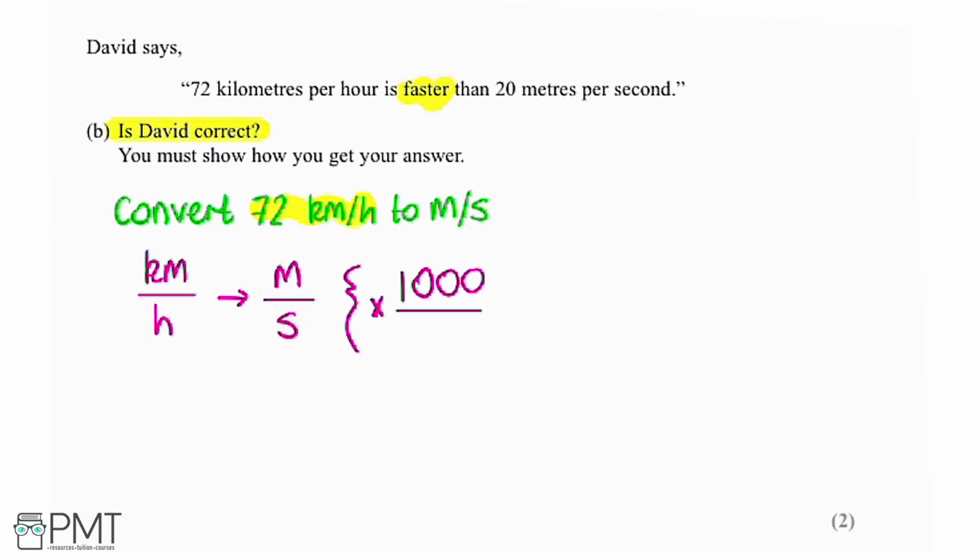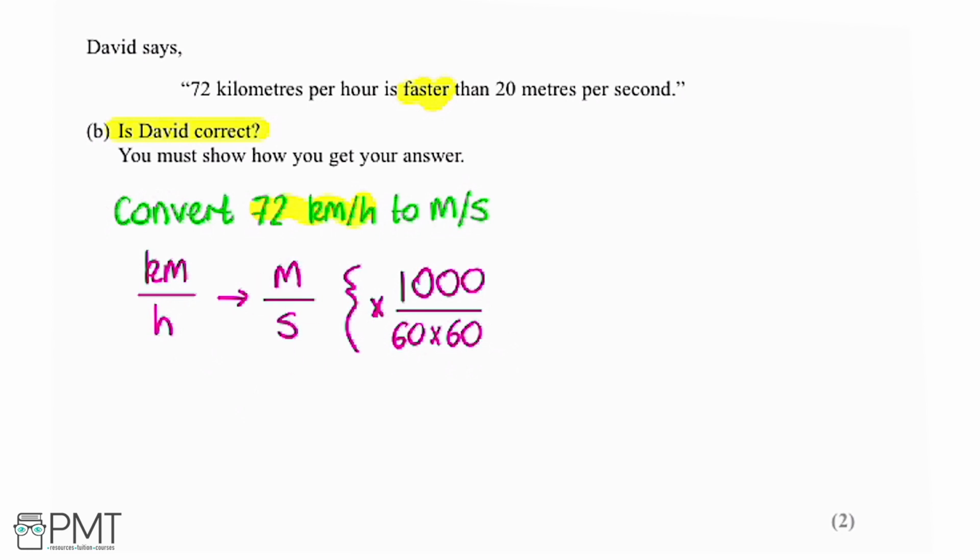Now we're going to have a look at the bottom. So how many seconds are in an hour? Okay, that's quite a big jump. So we'll do it step by step. So how many seconds are in a minute? That's 60. Then how many minutes are in an hour? That's 60 as well. So we can put down here 60 times 60. So there are 60 times 60 seconds in an hour. So now this is what we need to multiply by to convert from kilometers per hour to meters per second.